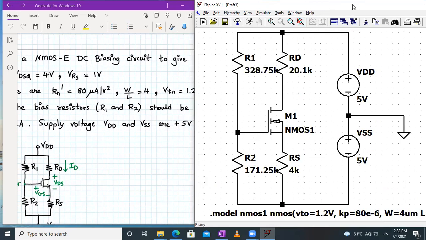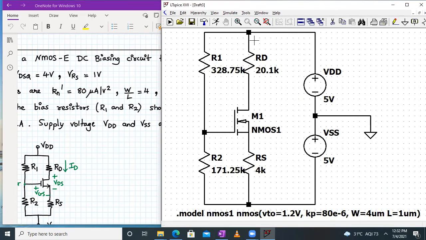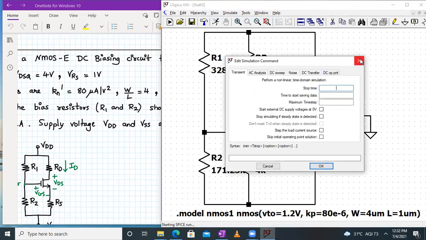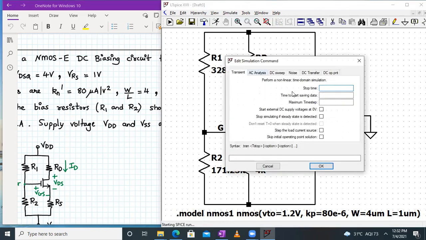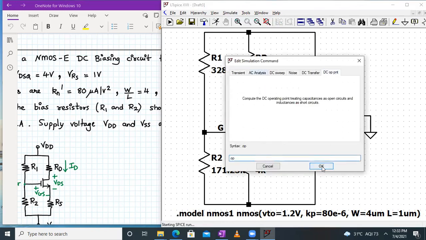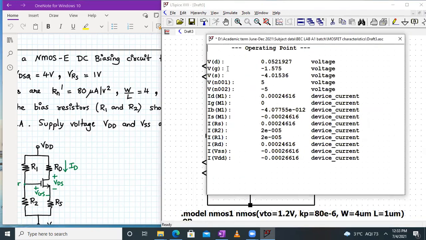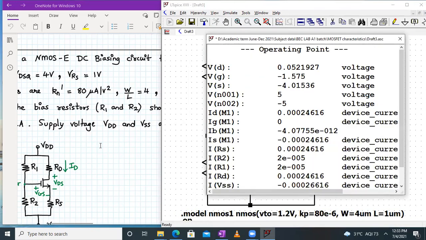Okay. So now we are ready to simulate the circuit. So what we will do is go to simulate, click on run. But before doing that, we'll label the gate terminal. We'll also label the source terminal and the drain terminal. So we right click over here and call it capital D for drain terminal. This will be capital S, representing the source terminal. And now we click on simulate and we click on run. We select the DC operating point, click OK. And you are getting the drain voltage, gate voltage, and source voltage.